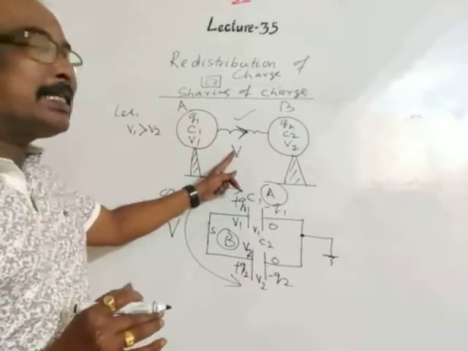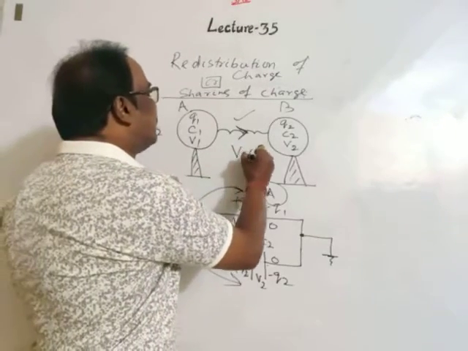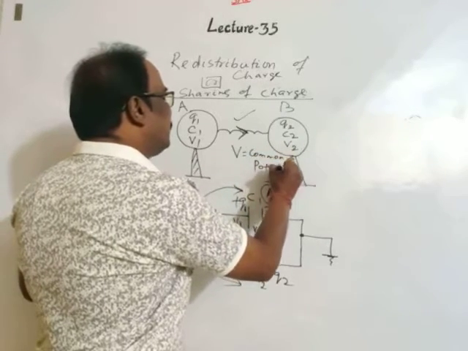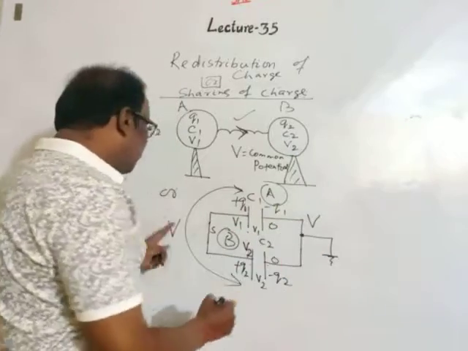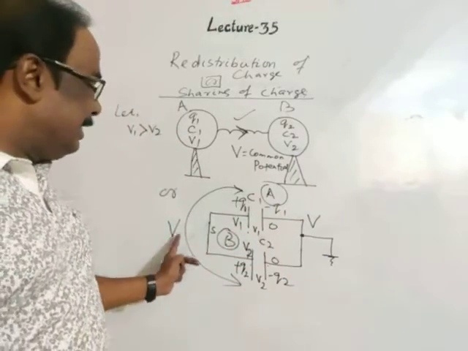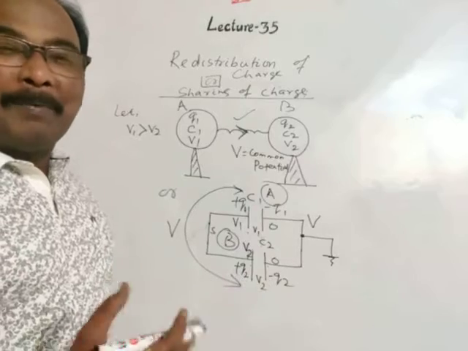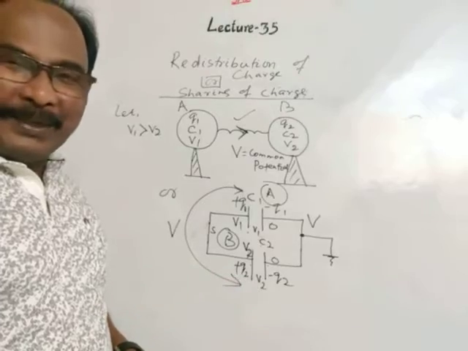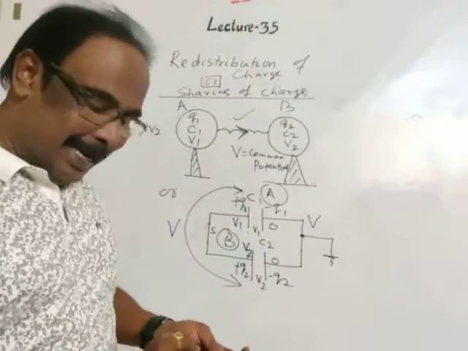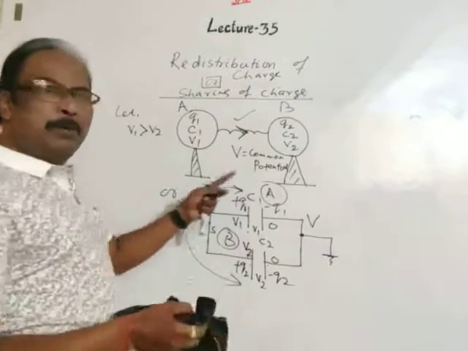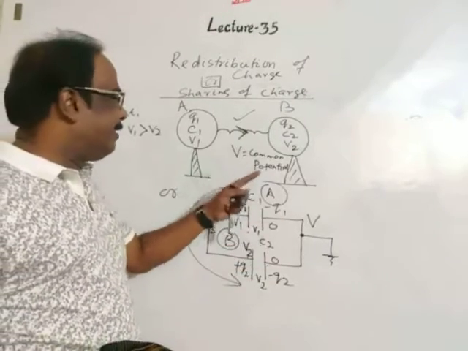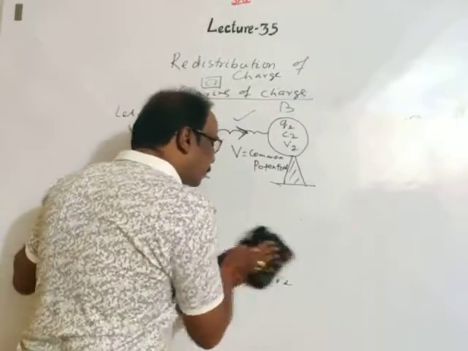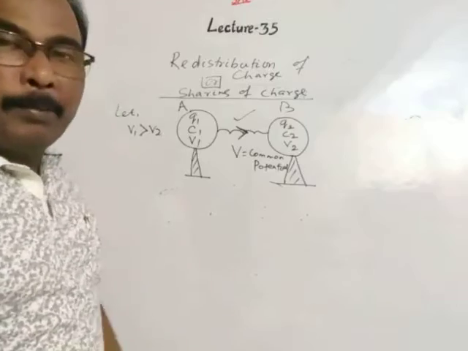Okay. Let V be the common potential. Here we may take V as the common potential difference of capacitors A and B, or capacitances C1 and C2, the same concept. Okay. Now, we use either of the diagrams. Either we will consider two bodies or two capacitors. Well, now, V is the common potential of the bodies.